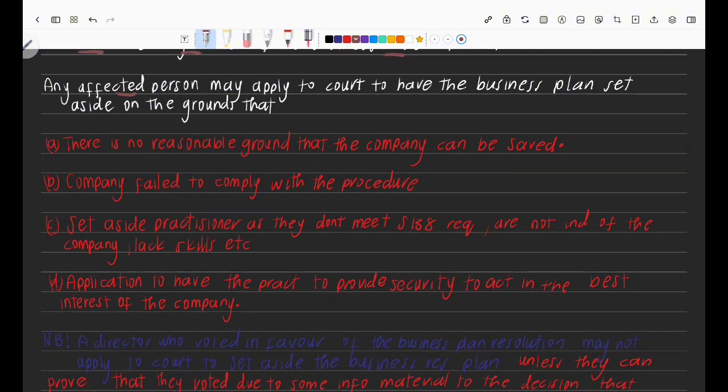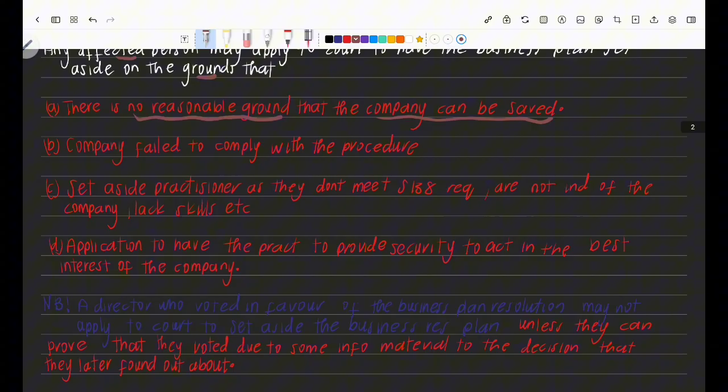So section 129, the board initiates the business rescue. Section 130, we want to set aside that business rescue. On what grounds can they set it aside? They can set it aside if they feel there is no reasonable ground that the company can be saved. So they don't believe that the company can be saved, and business rescue is just a waste of time. Or the company failed to comply with the procedure: they didn't notify them within 5 days, they didn't hire a practitioner within 5 days, and all those requirements. And maybe the practitioner themselves does not meet the requirements of section 138. So they can set it aside.